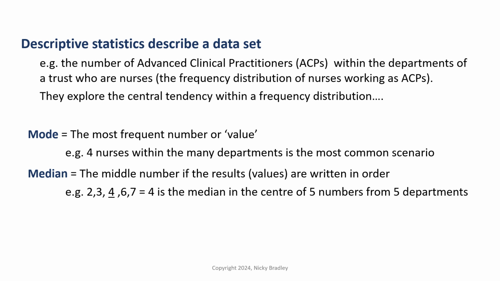Median is the middle number if the results, the values, are written in order. So there you can see an example that starts at 2, works its way up to 7. Okay, there are 5 numbers there. The central number, when they're in order, is 4. So 4 is the median in the center of those 5 numbers. So 4 is our median.